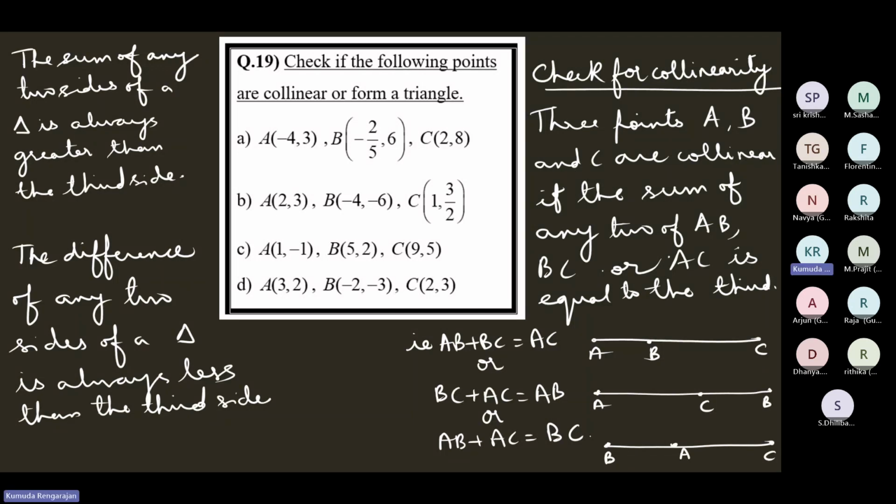So for all these, it's easy to find AB, BC, and AC. So find AB, BC, and AC for all these 4 questions. And if you can complete it, fine. If you can't complete it also, it's fine. We'll see how to complete it.